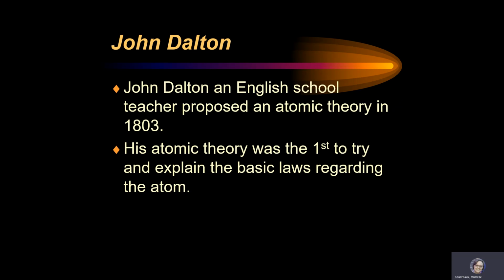So first of all, we have John Dalton. John Dalton was a very smart man, and usually people who were very smart worked as teachers. So in 1803, he proposed a theory. He collected a number of bits of evidence that could be summarized in a theory, and that tried to explain and compile a list of these basic laws.